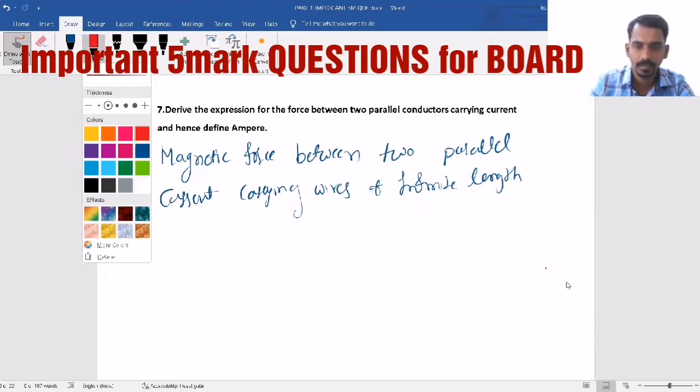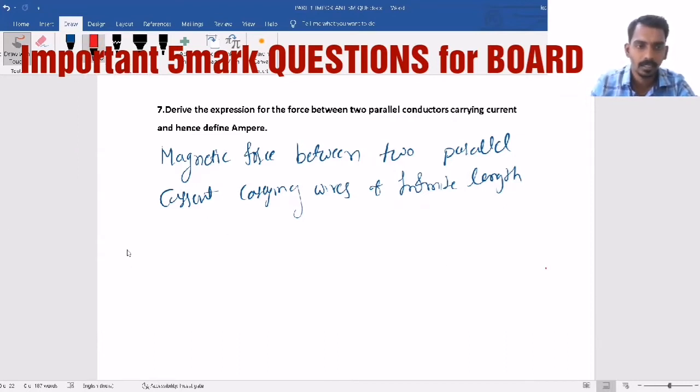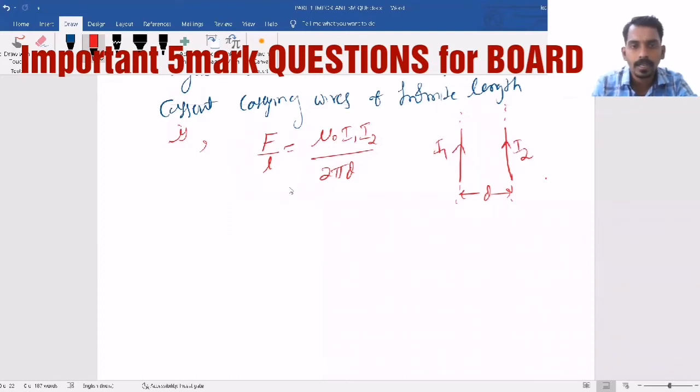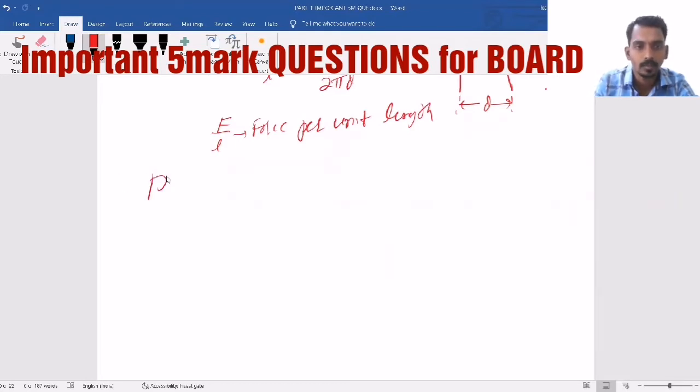So it is given by force per unit length equal to mu naught I1 I2 by 2 pi d. Like this is one wire, this is another wire and the distance between them is d, having currents I1 and I2. Now I1 and I2 are currents and F by L is force per unit length. So we are not finding force, we are finding force per unit length as they have infinite length. Now let's prove this one.